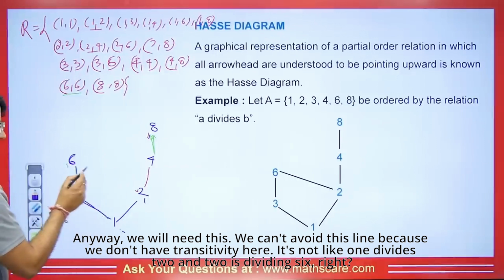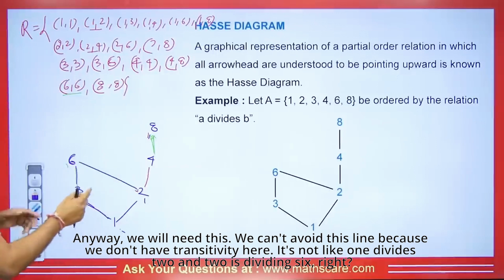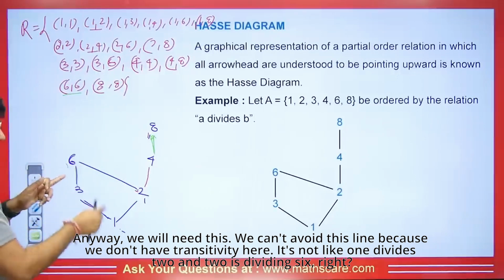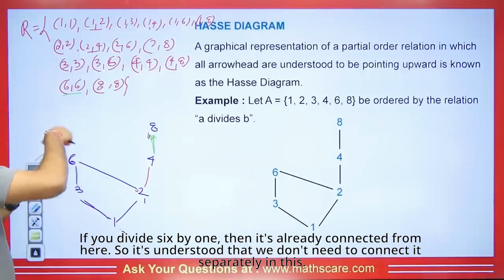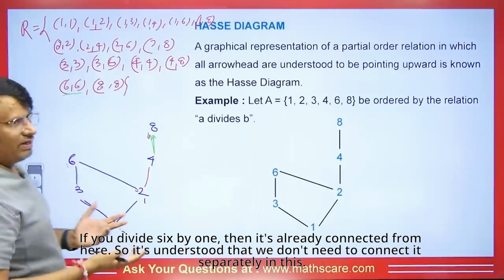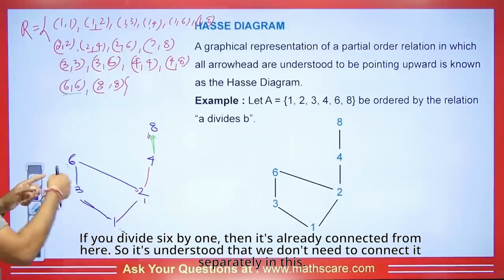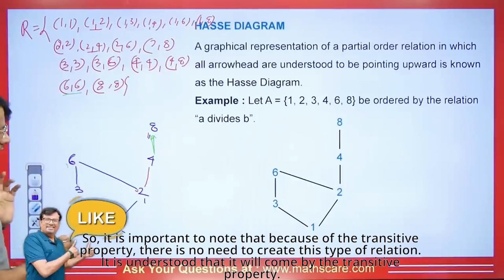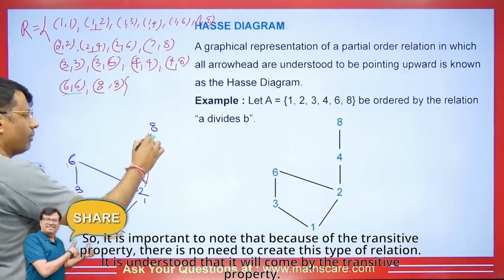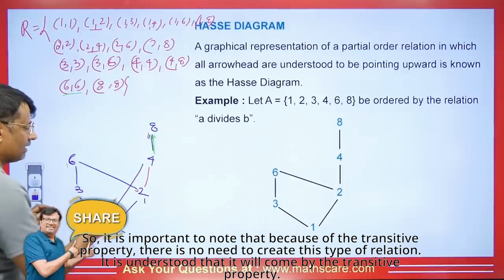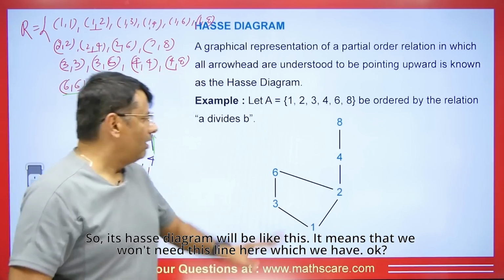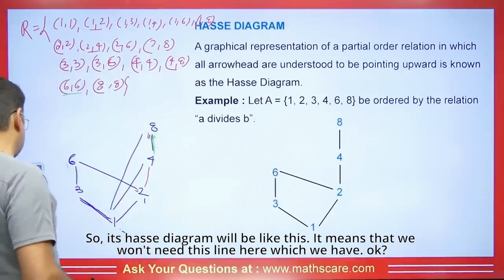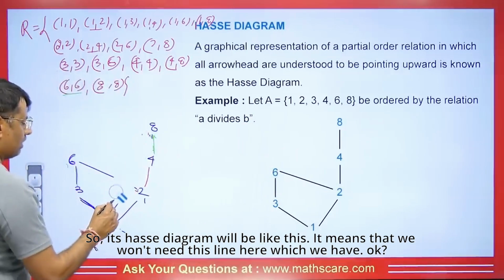Anyway, we will need this. We can't avoid this line because we don't have transitivity here. It's not like 1 divides 2 and 2 divides 6, right? If you divide 6 by 1, then it's already connected from here. So it's understood that we don't need to connect it separately. It's important to note that because of the transitive property, there is no need to create this type of relation. It's understood that it will come by the transitive property. So its hasse diagram will be like this. It means that we won't need this line here.